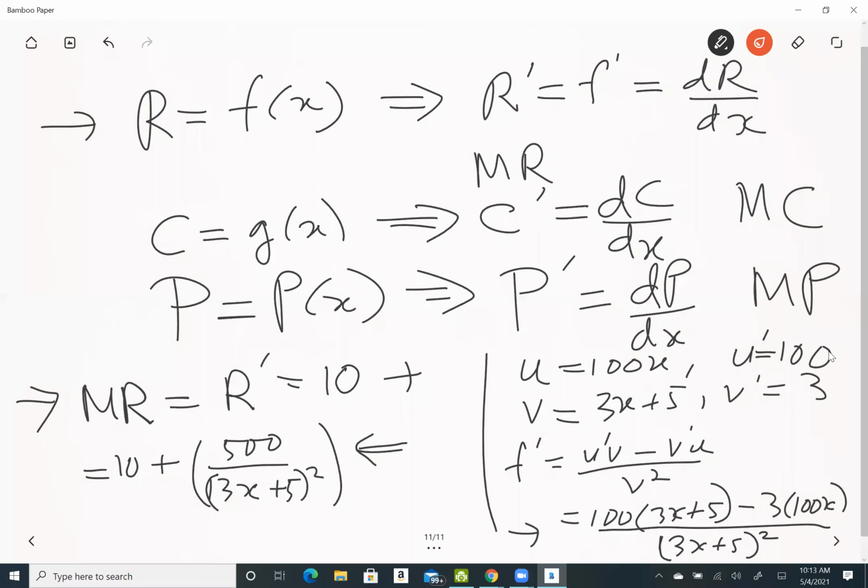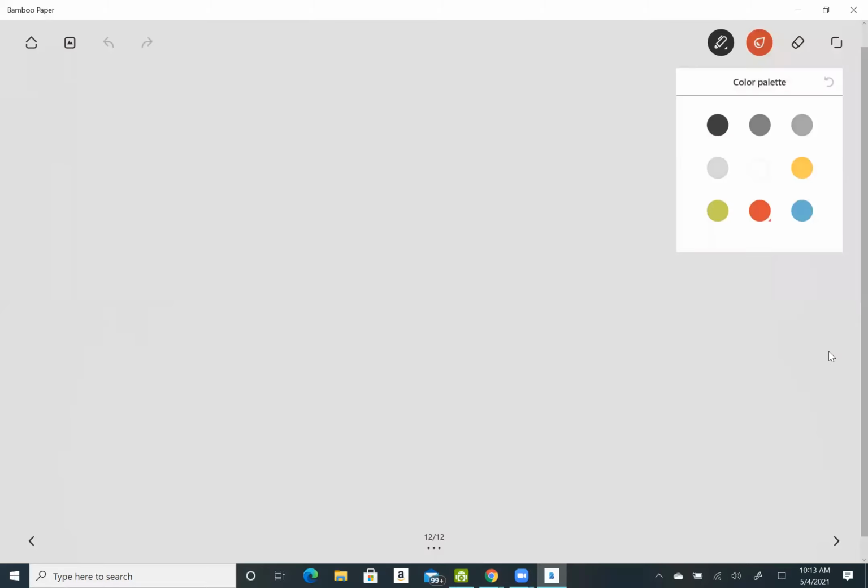Marginal revenue. Because you want to find the marginal revenue, all right, you use the substitution method. So you substitute the value, which is x equal to 15, into the marginal revenue, in order for you to find the marginal revenue. So what is the marginal revenue?